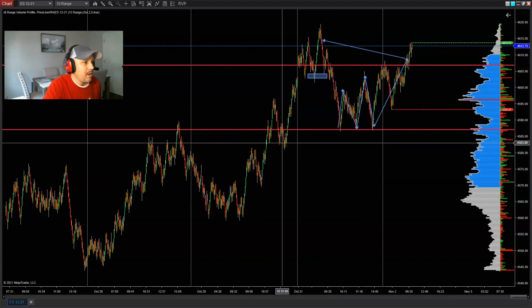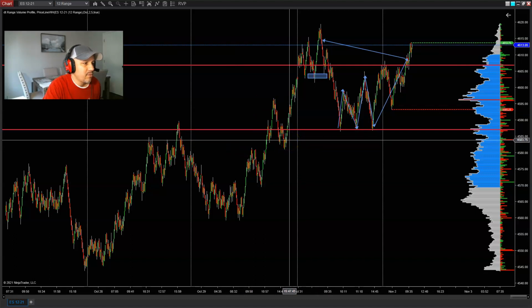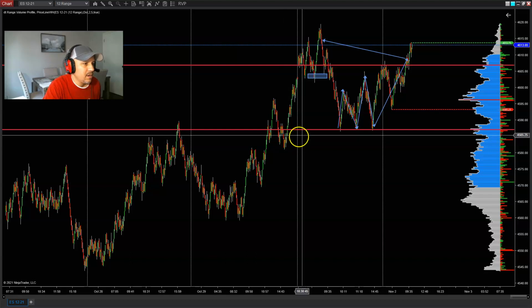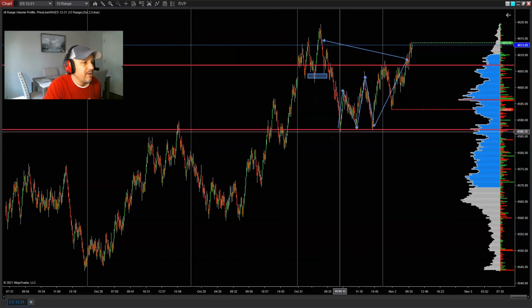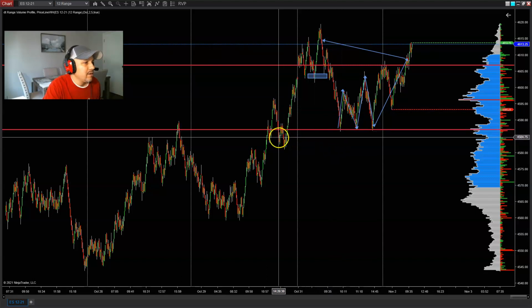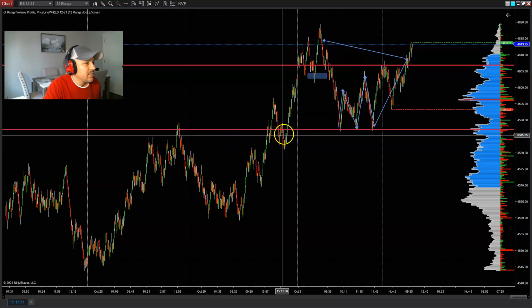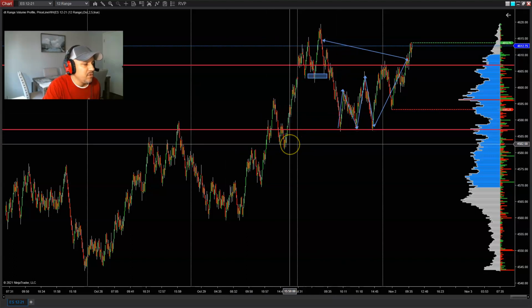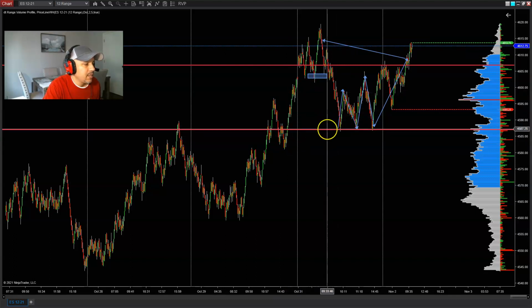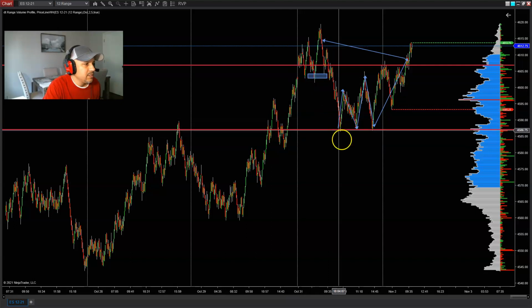So price came back and retested this area right here. So when price does that, let me see one thing. Price comes back and retests that area. So we have an area down here where price is testing. There's demand in this area, price coming back to it. It can't push through. It has not pushed through this area here to the downside.